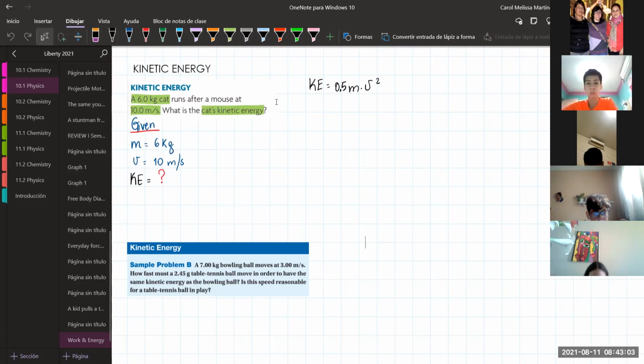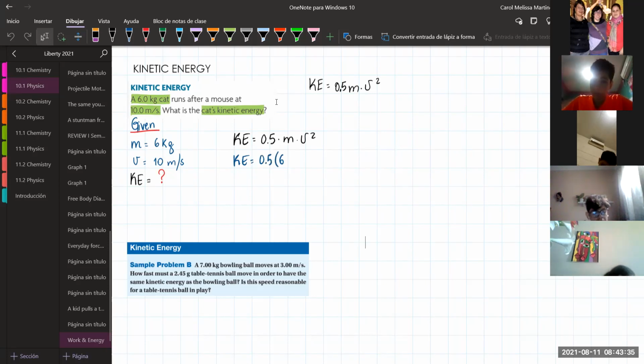So, if you notice the equation here, all you need to get the kinetic energy is the mass and the speed. And the two of them are given in this problem. So, all we have to do is apply the formula. We say kinetic energy is equal to 0.5 mass times speed to the second power. Now we're just going to plug in the givens. The mass of the cat, that is 6 kilograms, and its speed, that is 10 meters per second, and this speed is raised to the second power.